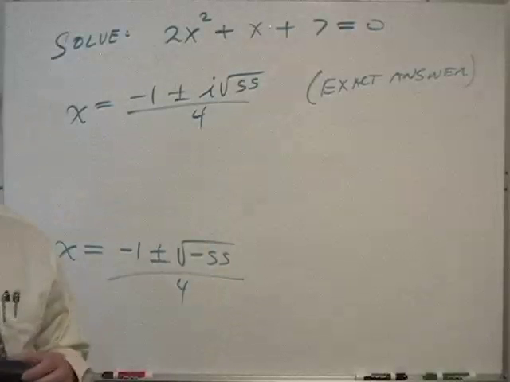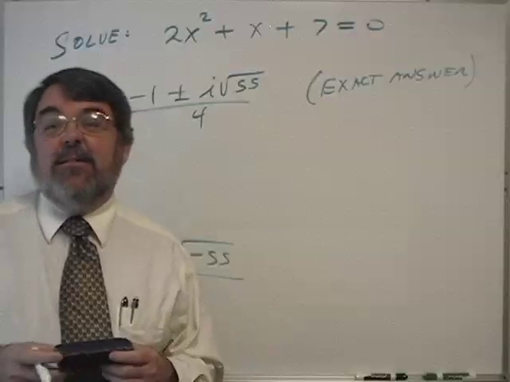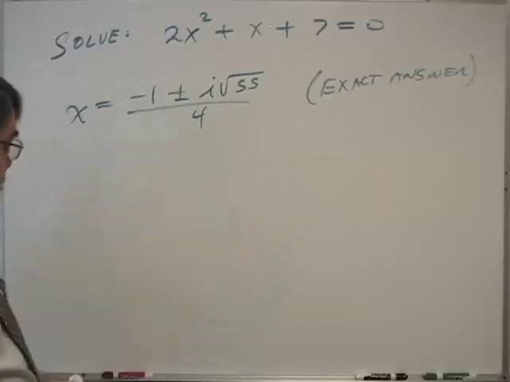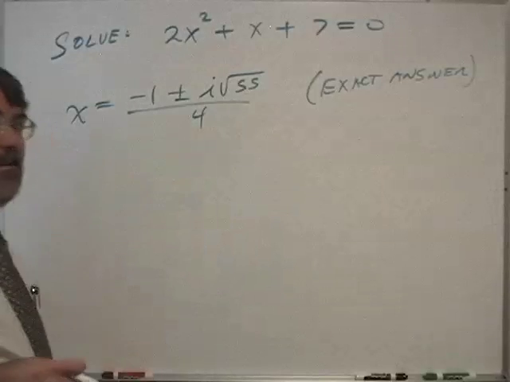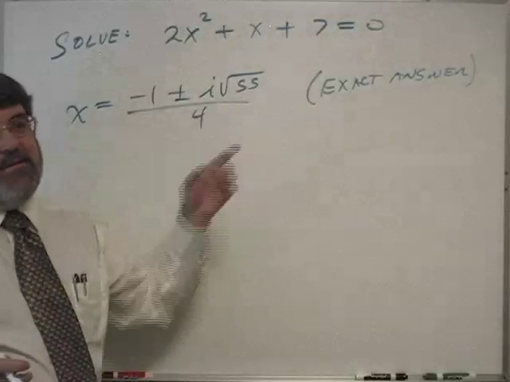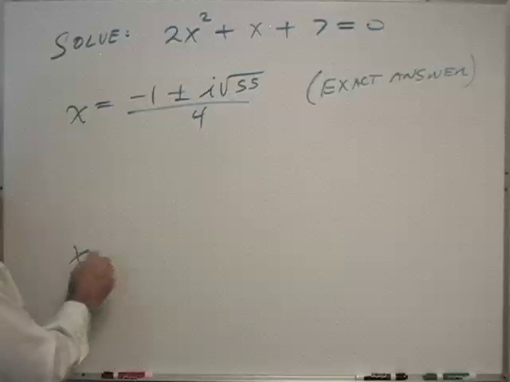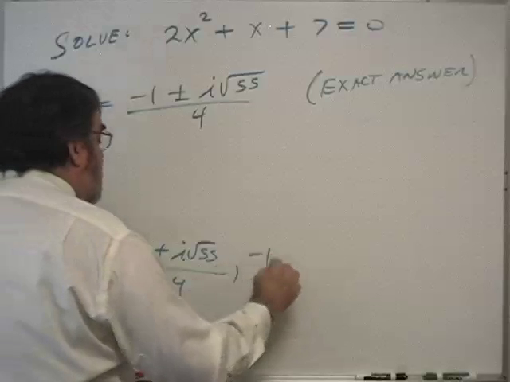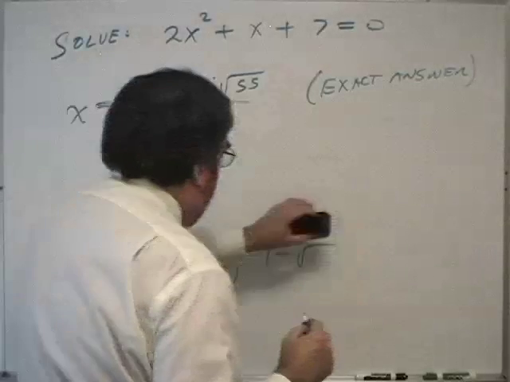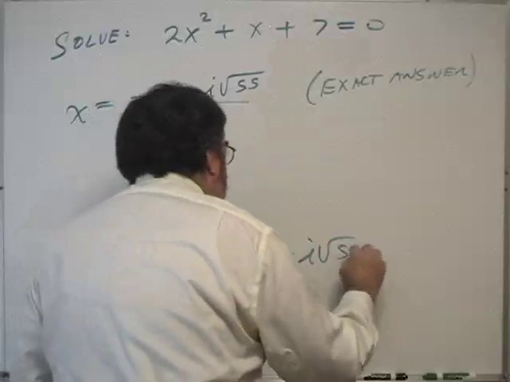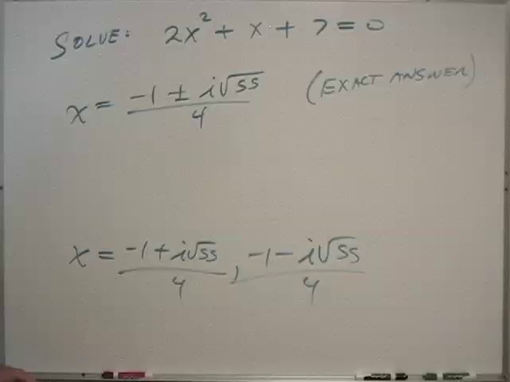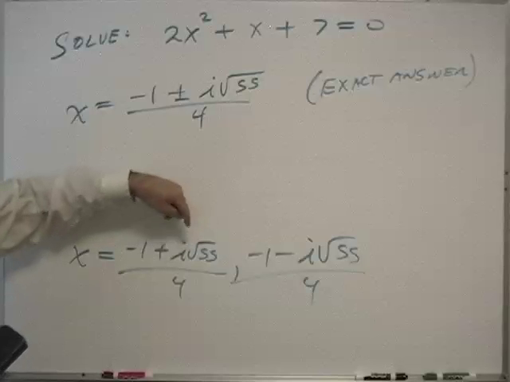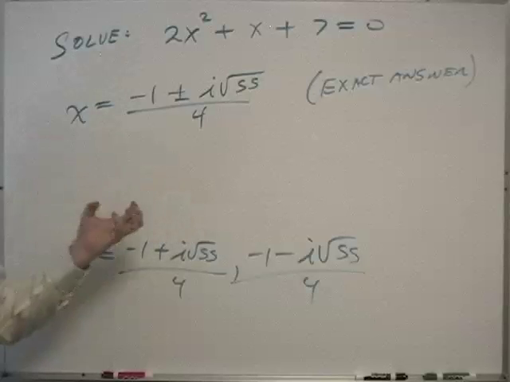Alright, so now let's talk about calculating the decimal approximation. It's a little different this time because I can't combine these together. In other words, if I wrote these separately, x equals minus 1 plus i times the square root of 55 over 4, minus 1 minus i times the square root of 55 over 4. It's not so useful for calculating purposes because I can't combine these together. Remember, this one has an i in it, this one doesn't. They don't come together.